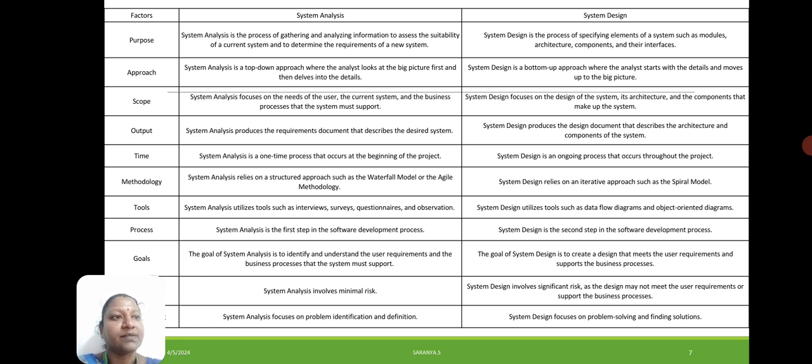Next is tools. Tools, process, goals, system risk, and the last one is definition. These are the factors used in comparing system analysis and system design.